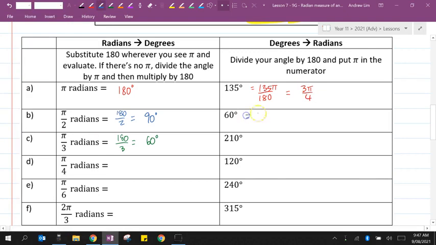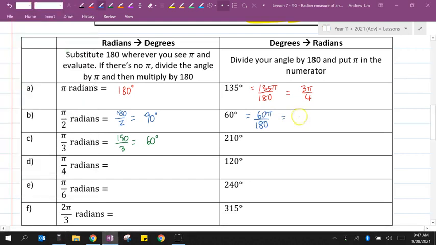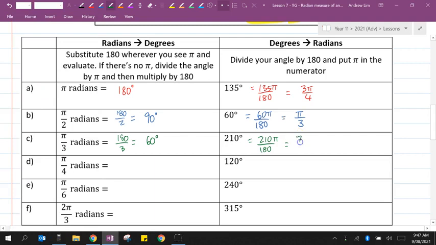Or here we've got 60 over 180 and then put pi in the numerator. Well, 60 over 180 is 1/3, so that's equal to 1 pi over 3. 210 is 210 over 180, put pi in the numerator. But in our calculator, we don't put pi, we just put the fraction, so we can simplify the fraction. 210 over 180, that's 7 pi over 6.